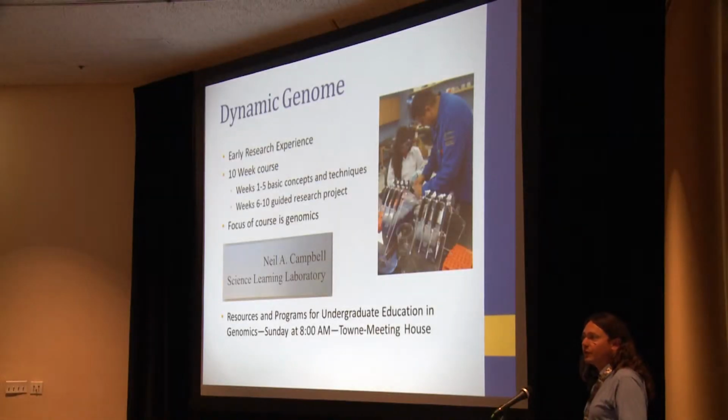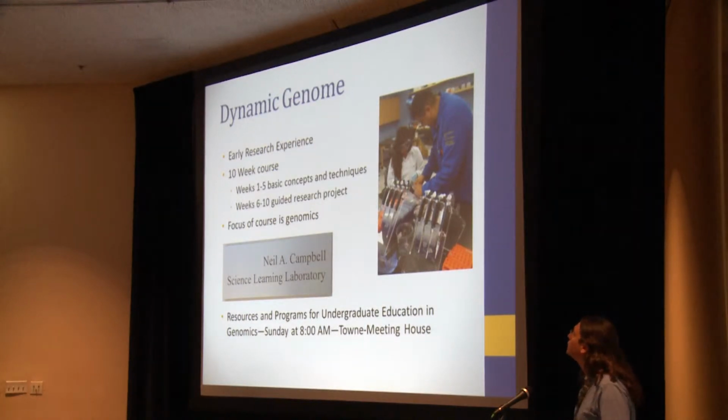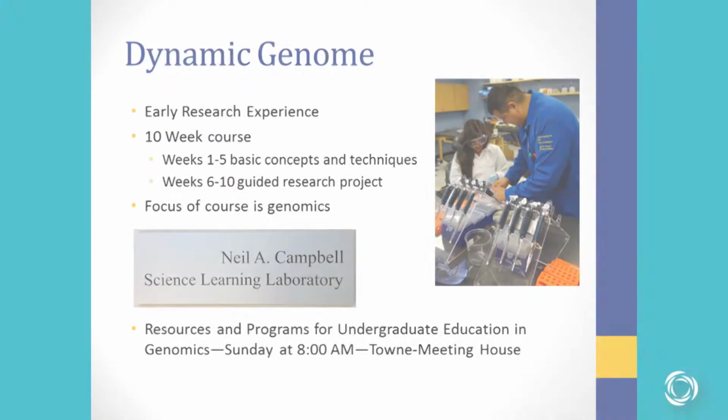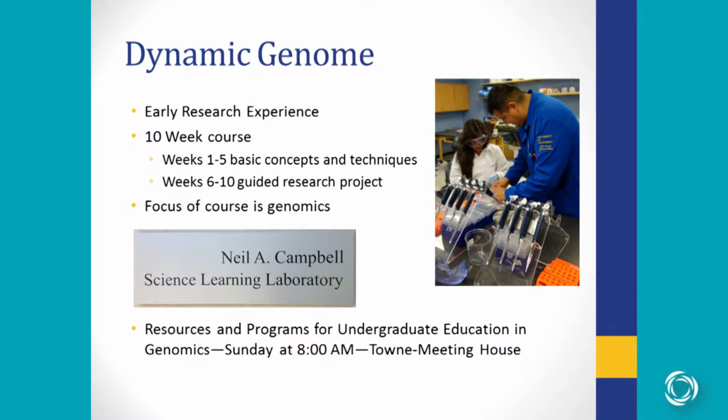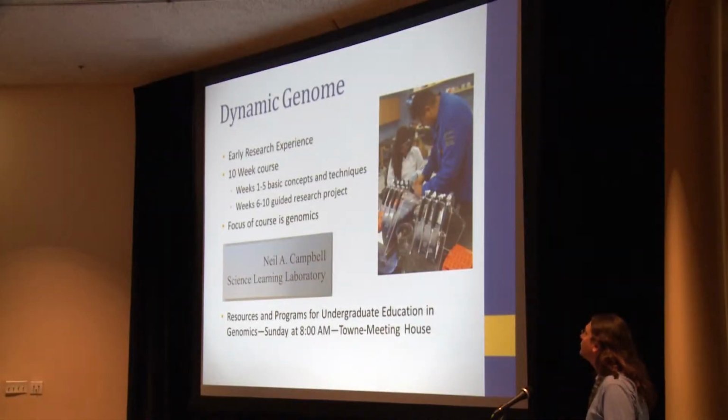Just a little bit of introduction to myself. I started with Sue Wessler at the University of Georgia in 2008, where we developed a course called the Dynamic Genome. It's an early research experience for undergraduates. In fact, it's now exclusively for freshmen and usually first quarter freshmen who have not had introductory biology at a college level. At UC Riverside, it's 10 weeks.